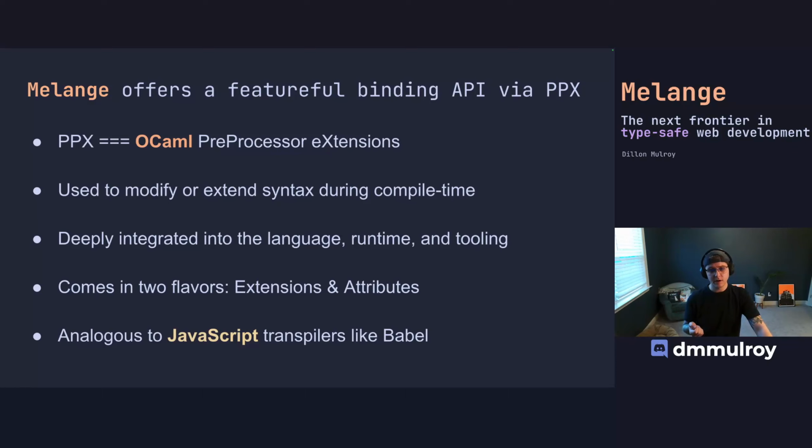It's very deeply integrated into the language, the runtime, and the tooling. They're super common in the ecosystem. They pretty much come in two flavors syntactically. They come with extensions and attributes. And if you're coming from the TypeScript and JavaScript world, this is going to be super similar to how Babel works, right? Babel lets us use ECMAScript features that haven't shipped to the browsers yet, and effectively at compile time, compile these new JavaScript features down into code that's supported for our target browser or runtime.